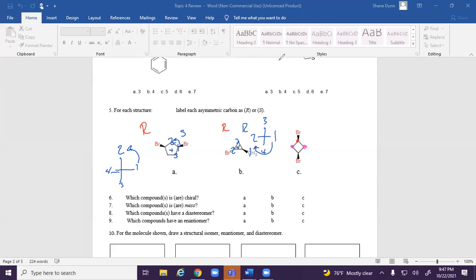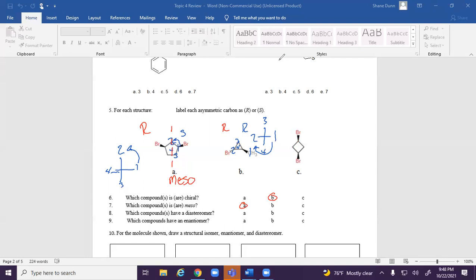Okay. Which compounds are chiral? A, B, and C. So which one is it? B is the only chiral one. A is not chiral because of its line of symmetry. It's a meso compound, and meso compounds cannot be chiral. No, C is not chiral at all. Meso has to have opposite chirality and a line of symmetry. C has no chirality whatsoever, so it can't be meso. It is symmetrical, right? But it's not that.